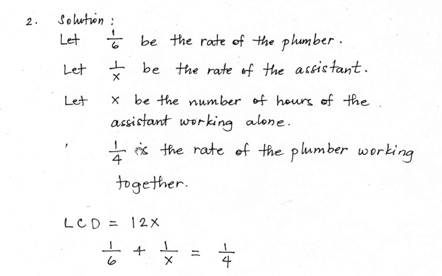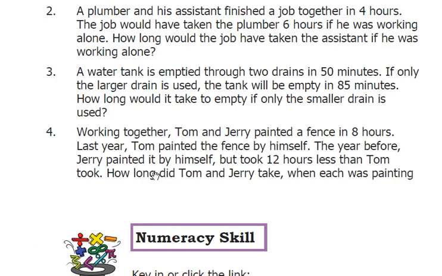And let also 1/4 be the rate of the plumber and the assistant working together. This means that within 1 hour, 1/4 of the work was done by the plumber and the assistant working together. Let's go back first to the problem.